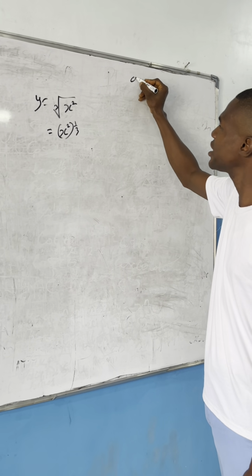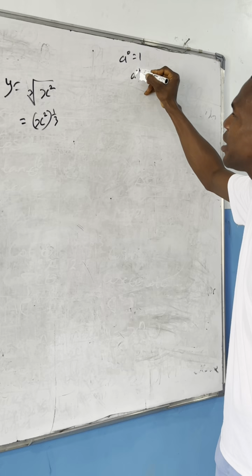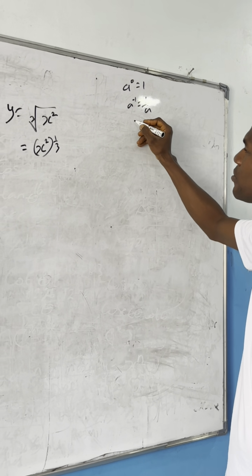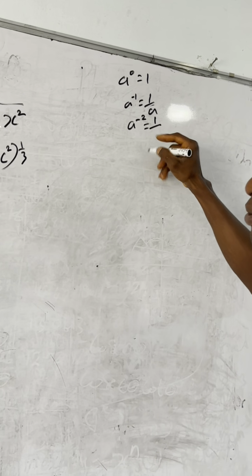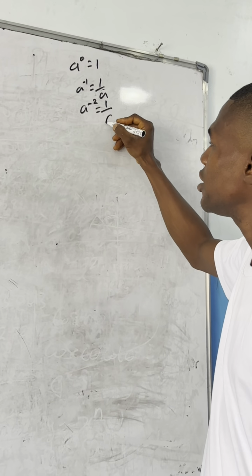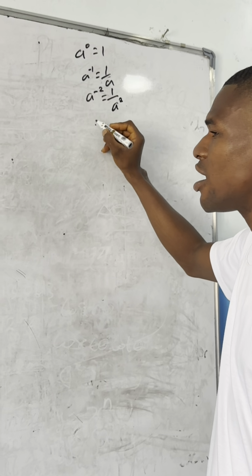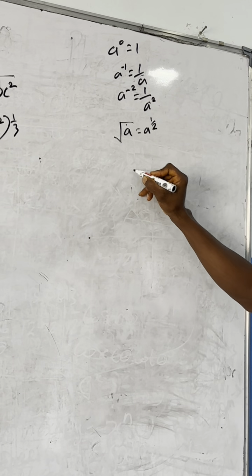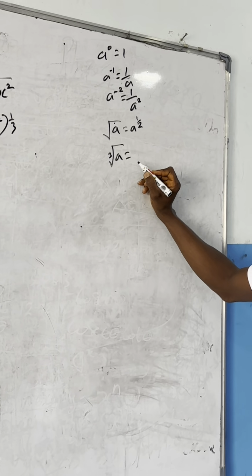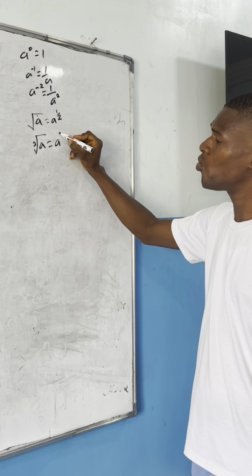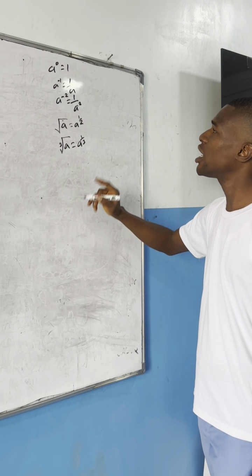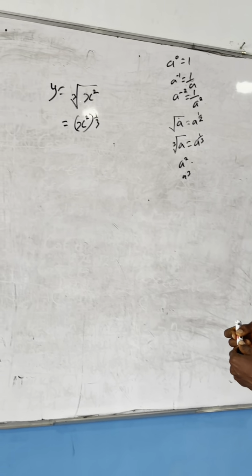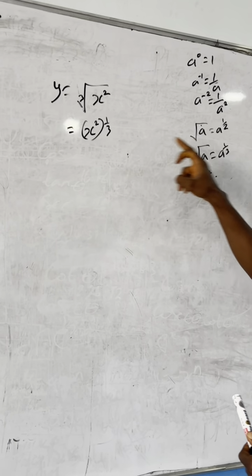Guys, you have to know things like a raised to power 0 should be 1. A raised to power minus 1 should be what? 1 over a. A raised to power minus 2 should be what? 1 over a raised to power 2. Anytime you see minus, it is 1 over. Also, when we have square root of a, it means a raised to power 1 over 2. When we have cube root of a, it means a raised to power 1 over 3. So a square root is the same as a to the 1 over 2, and a cube root is also written as a to the 1 over 3. So you can see that when we have this, it means this.